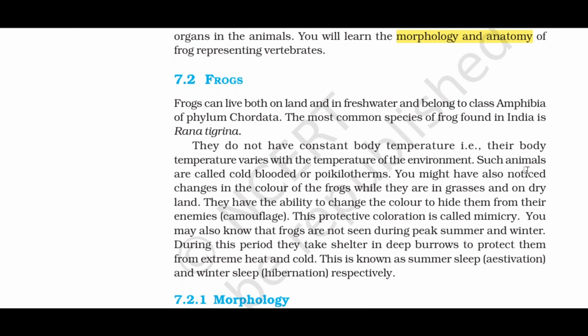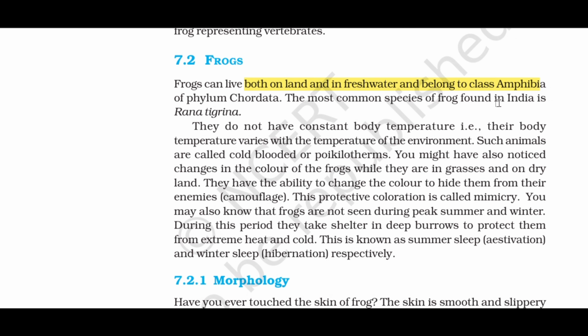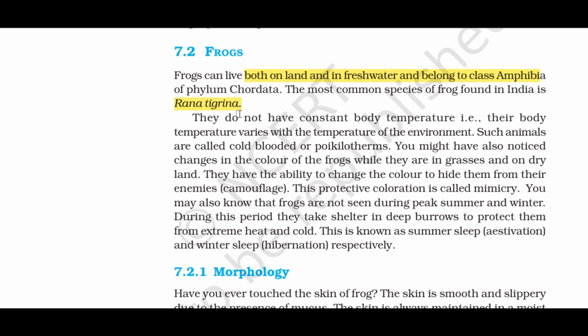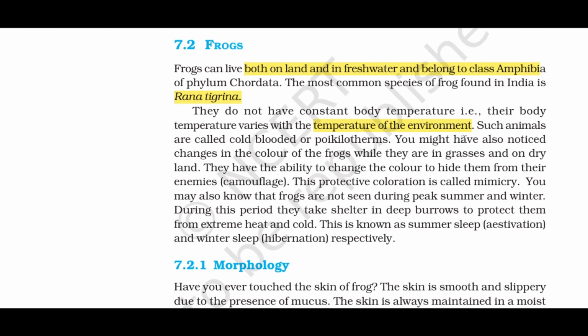Frogs. Frogs can live both on land and in freshwater and belong to class Amphibia of phylum Chordata. The most common species of frog found in India is Rana tigrina. They do not have constant body temperature, i.e., their body temperature varies with the temperature of the environment. Such animals are called cold-blooded or poikilotherms.